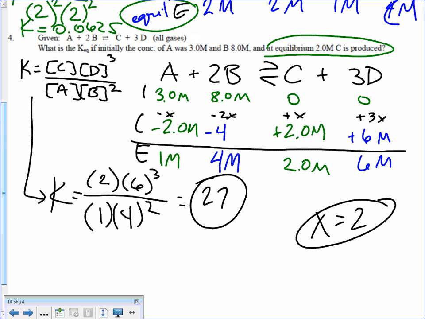So products are favored. All right, so ICE boxes, are we okay with figuring out how the changes work and what the equilibriums are? No. Okay, you guys right now work on, you only got a couple minutes left, but work on 5, 6, 11, 12, and 13.